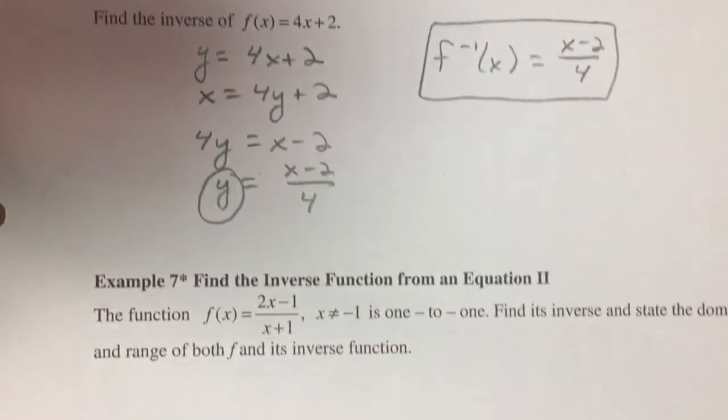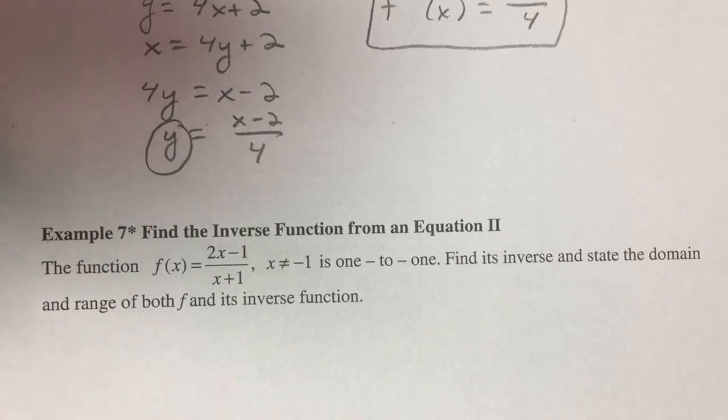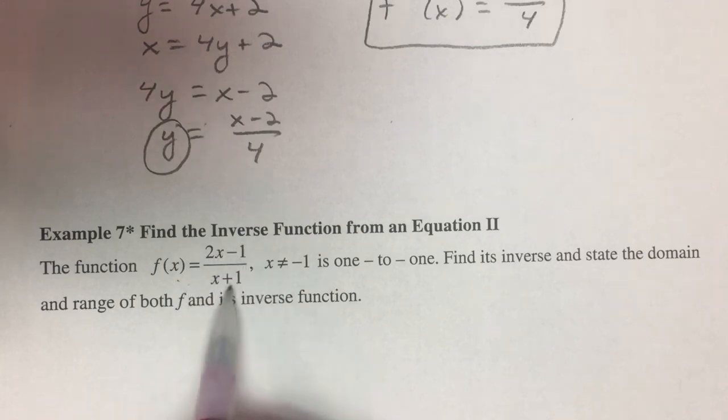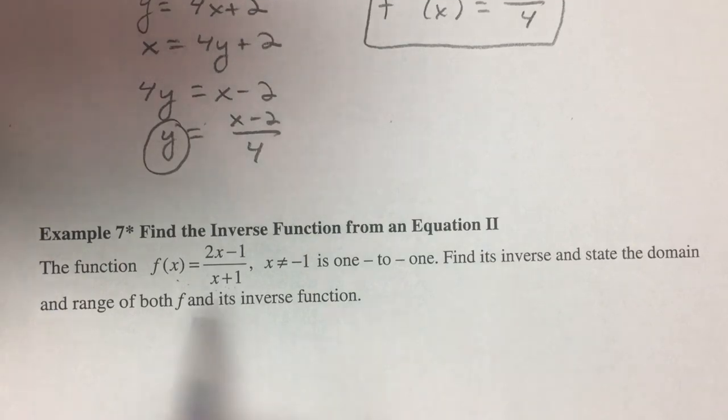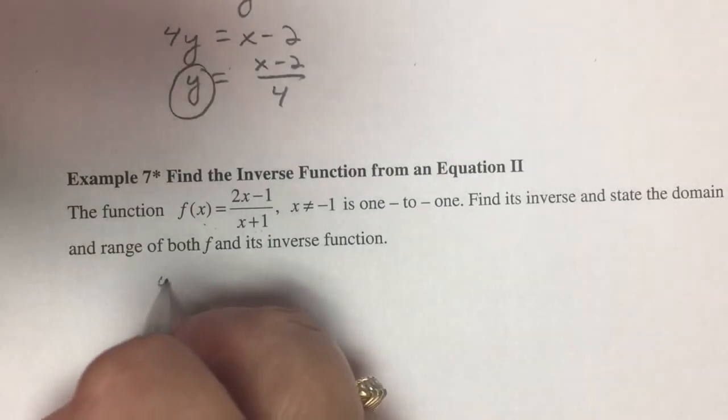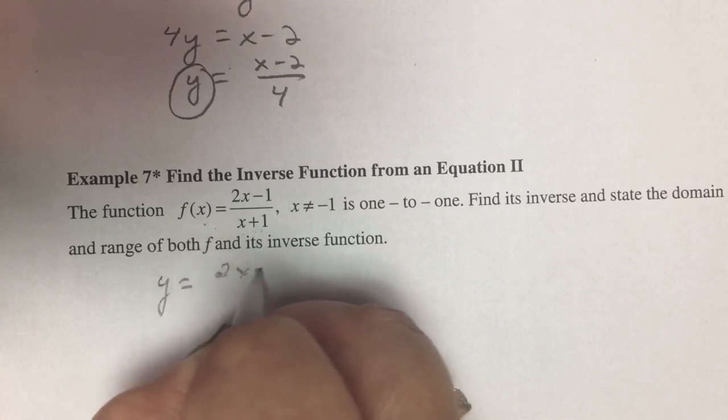All right, the algebra in number 7 is a little bit more complicated because we're talking about a rational function. Okay, so here we go. By the way, notice it says the function f of x, it's a rational function, and it makes sure that you know that the domain is all x's except for -1, because we can't have a 0 in there. So now let's go ahead and find the inverse function. We're going to use exactly the same steps we did before. So I'm going to change the f of x to a y.